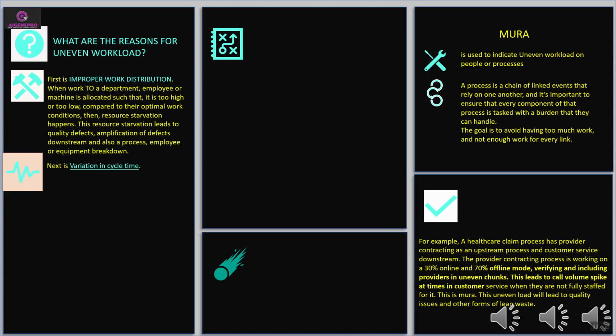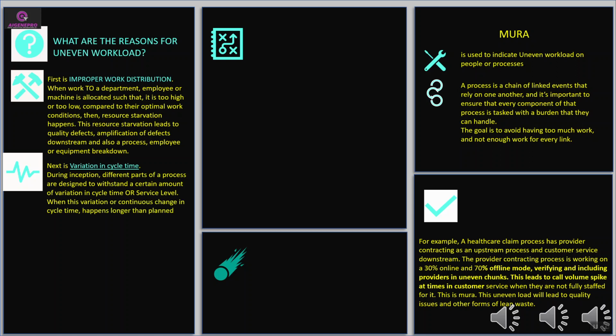Next is variation in cycle time. During inception, different parts of a process are designed to withstand a certain amount of variation in cycle time or service level. When this variation or continuous change in cycle time happens longer than planned, or at limits higher than designed, it leads to an imbalance in the process and in the ones downstream.